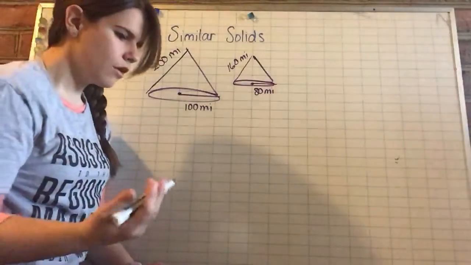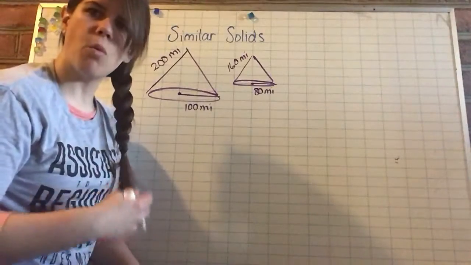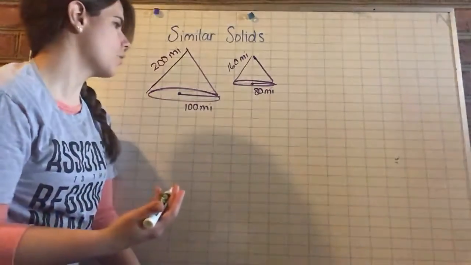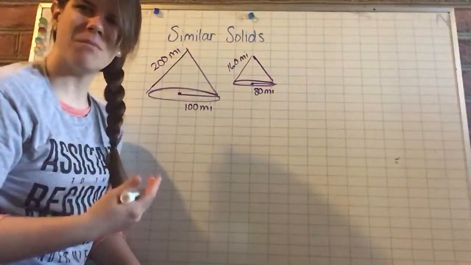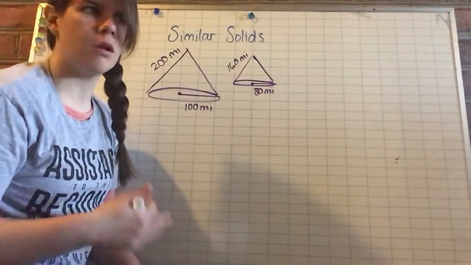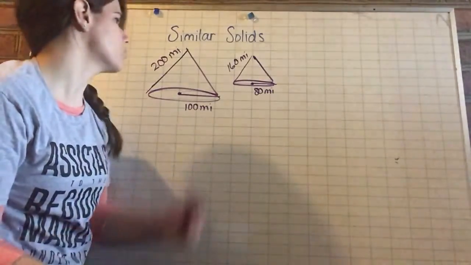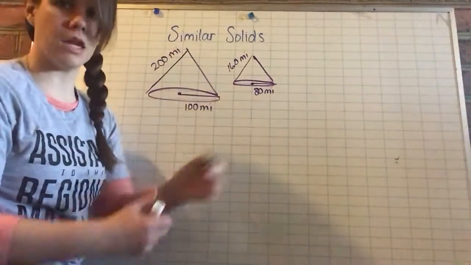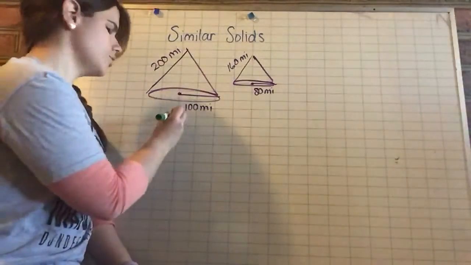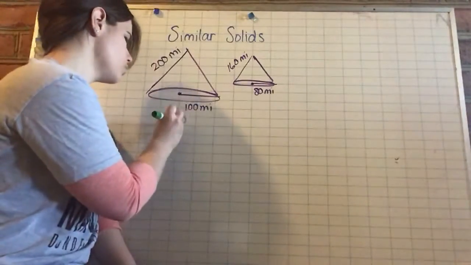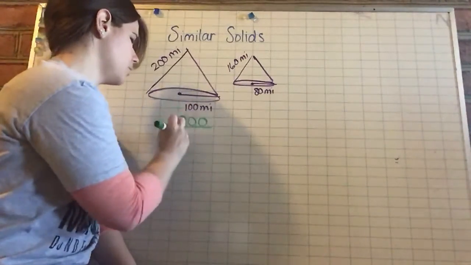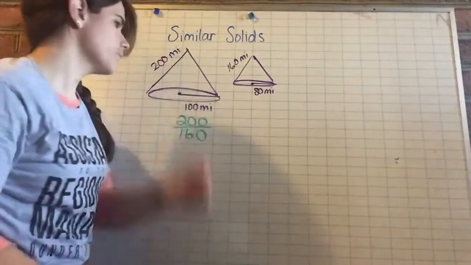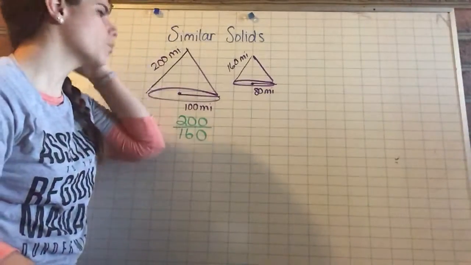So if they are similar, we can pick one of the 2 measurements to work with that are part of the same placement, part of the same measurement in the cone. So we're either going to pick the 200 and the 160, or we're going to pick the 100 and the 80. All right, I'm going to just go ahead and use 200, put it over top of 160. Okay, so I have 200 over 160.